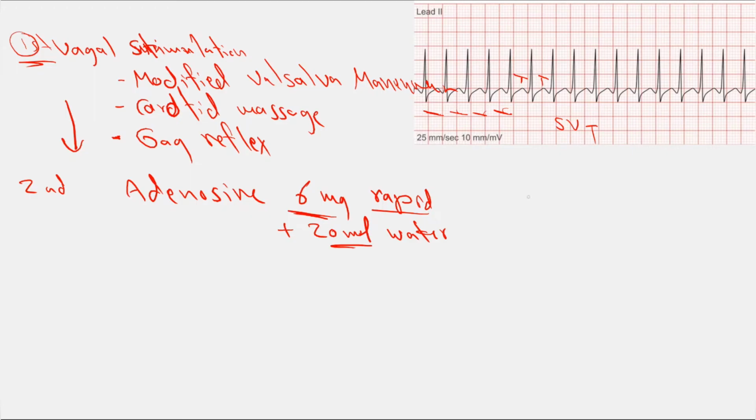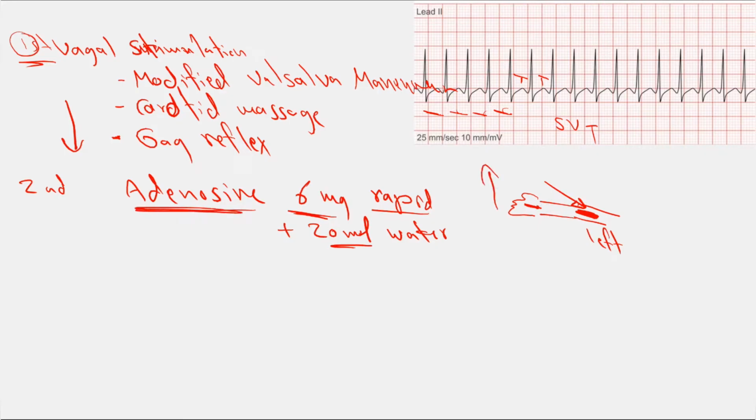It is better to have, for example, this is the hand of the patient, it's better not to have a cannula in the antecubital area, I mean near the heart. It's better to have a left-sided cannula. And when you give the adenosine very rapidly, elevate the hand as well.